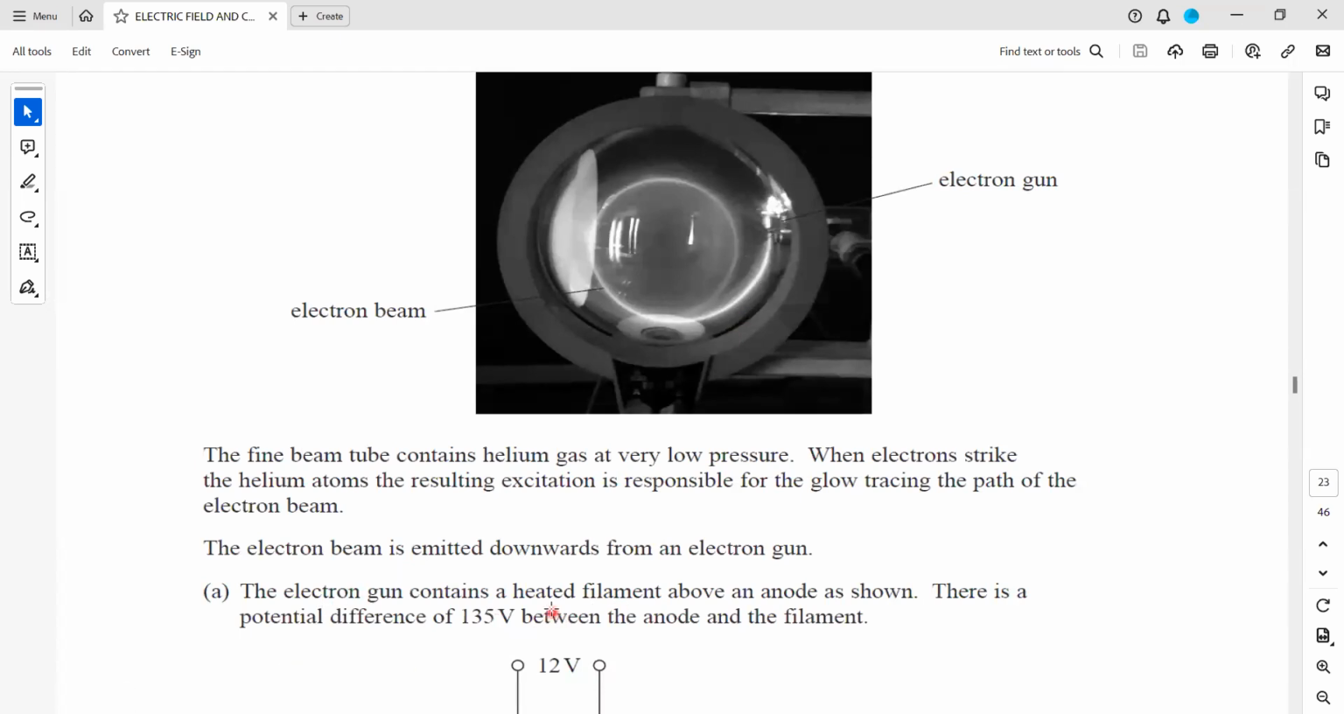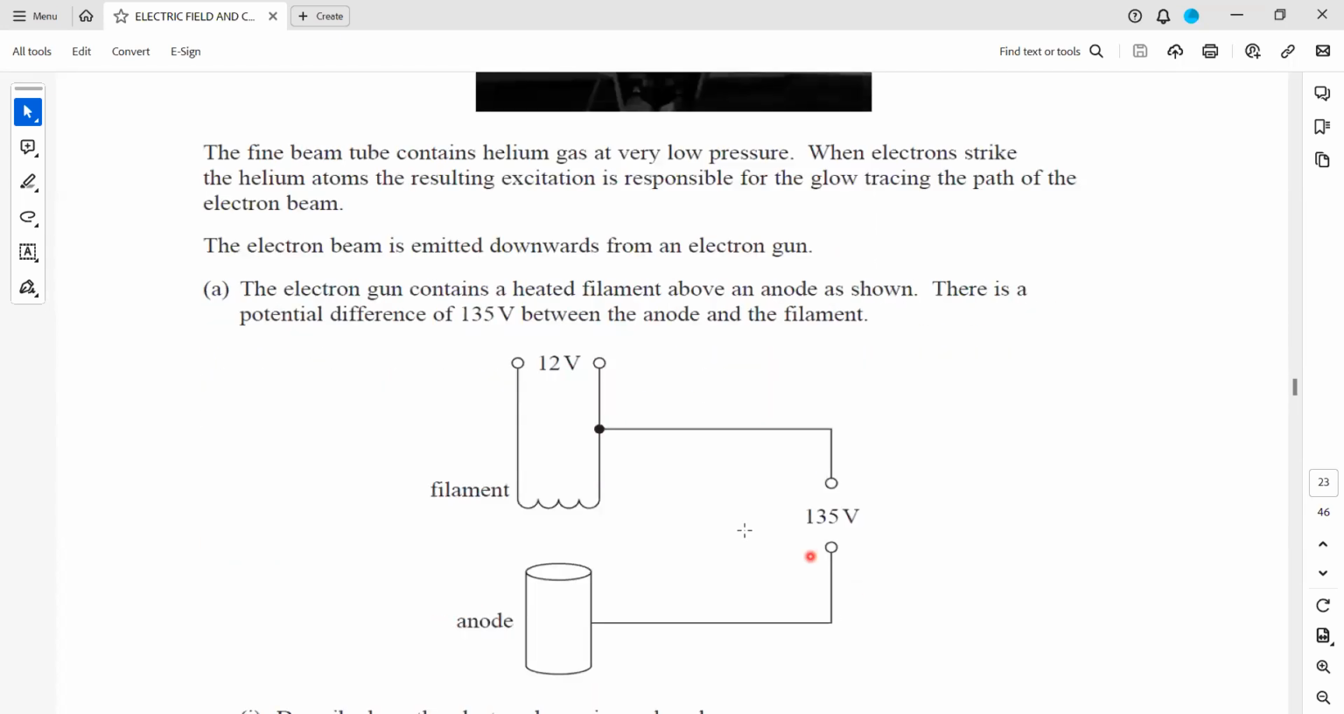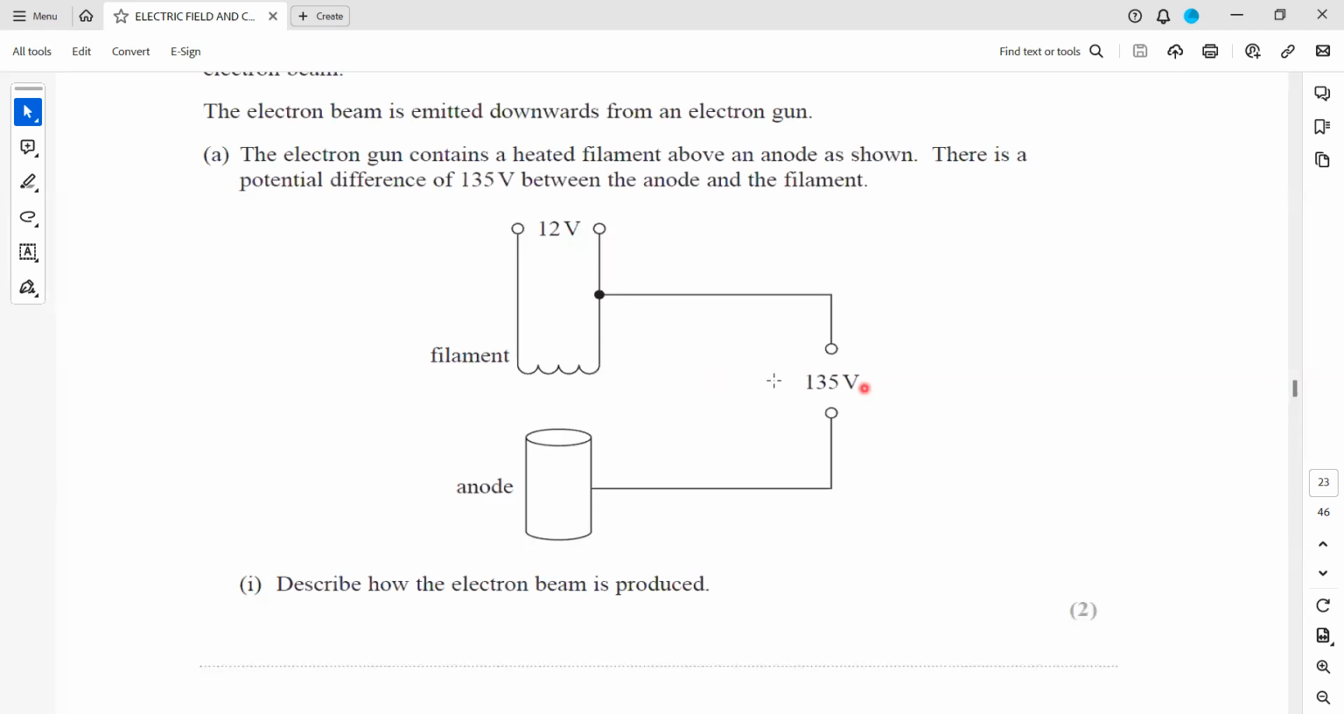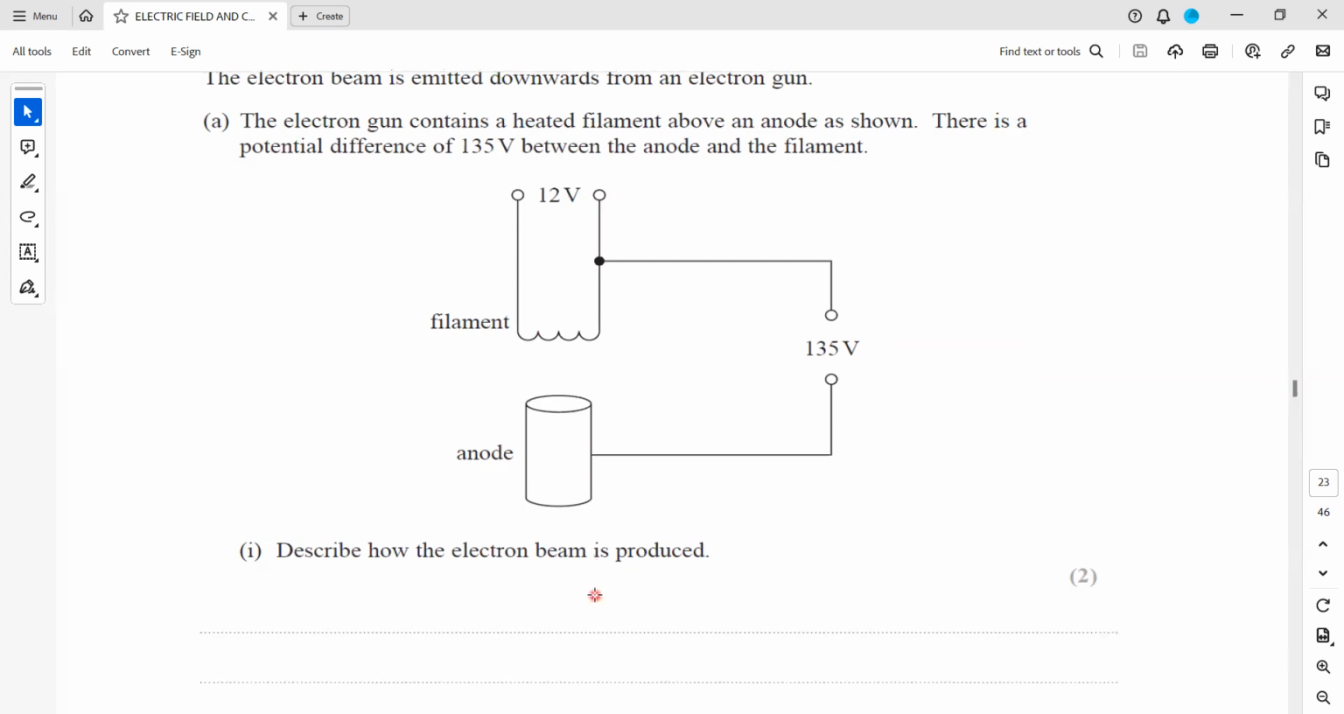The electron gun contains a heating filament above an anode, and there's a potential of 135 volts between the anode and the filament, as you can see here. So a 135 V potential difference, and 12 V is supplied to the filament. This potential of 135 V is used to accelerate the electrons. Describe how the beam is produced.